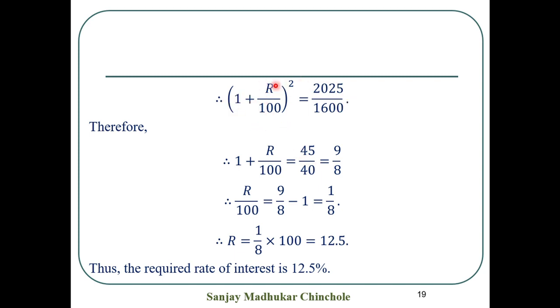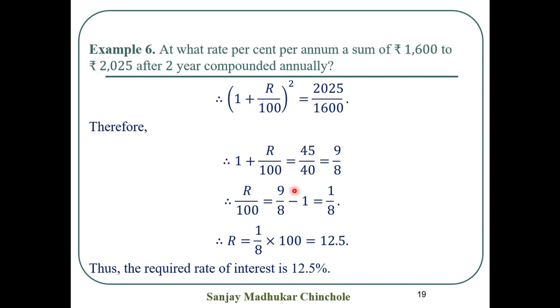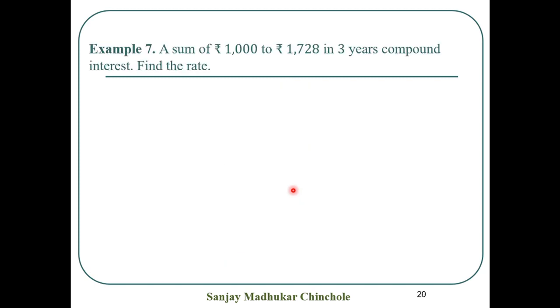So after taking square root on both sides, we will get 1 plus R upon 100 is equal to 45 upon 40. Now this can be simplified as 5 9s are 45, 5 8s are 40. So it will be 9 by 8. So we will get 1 plus R upon 100 is equal to 9 by 8. Shift this 1 towards right, we will get R upon 100 is equal to 9 upon 8 minus 1. It will be 1 upon 8. Shift this 100 towards right, you will get R is equal to 1 upon 8 into 100. It is equal to 12.5. Thus the required rate of interest is 12.5% per annum.